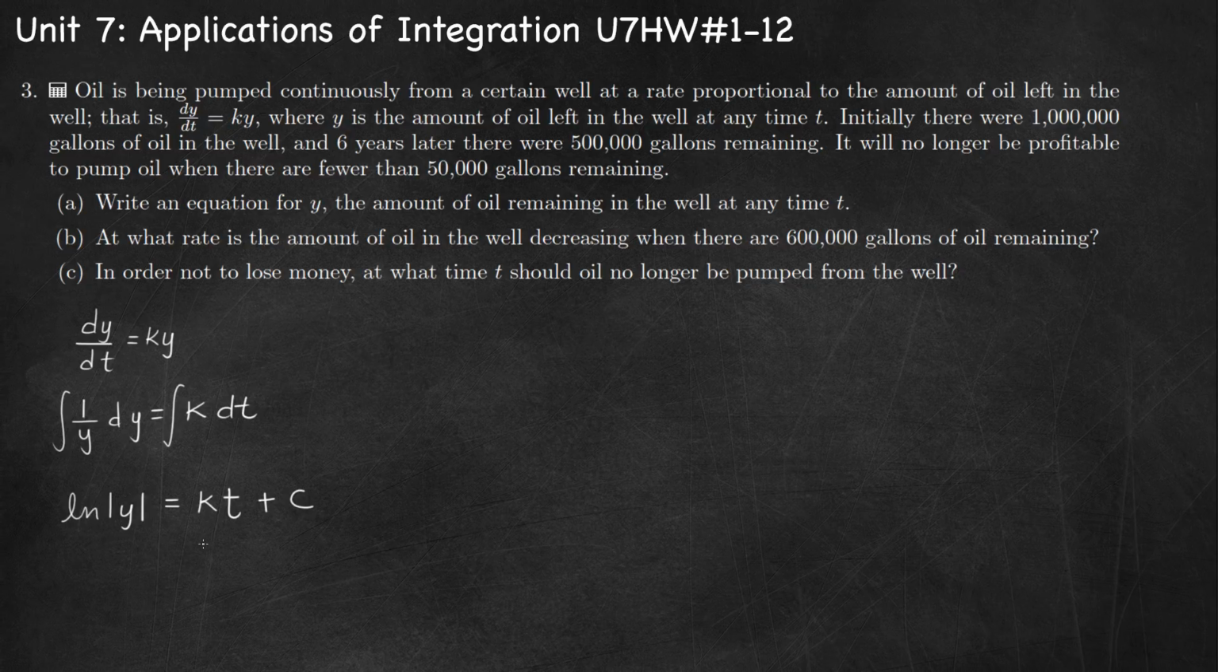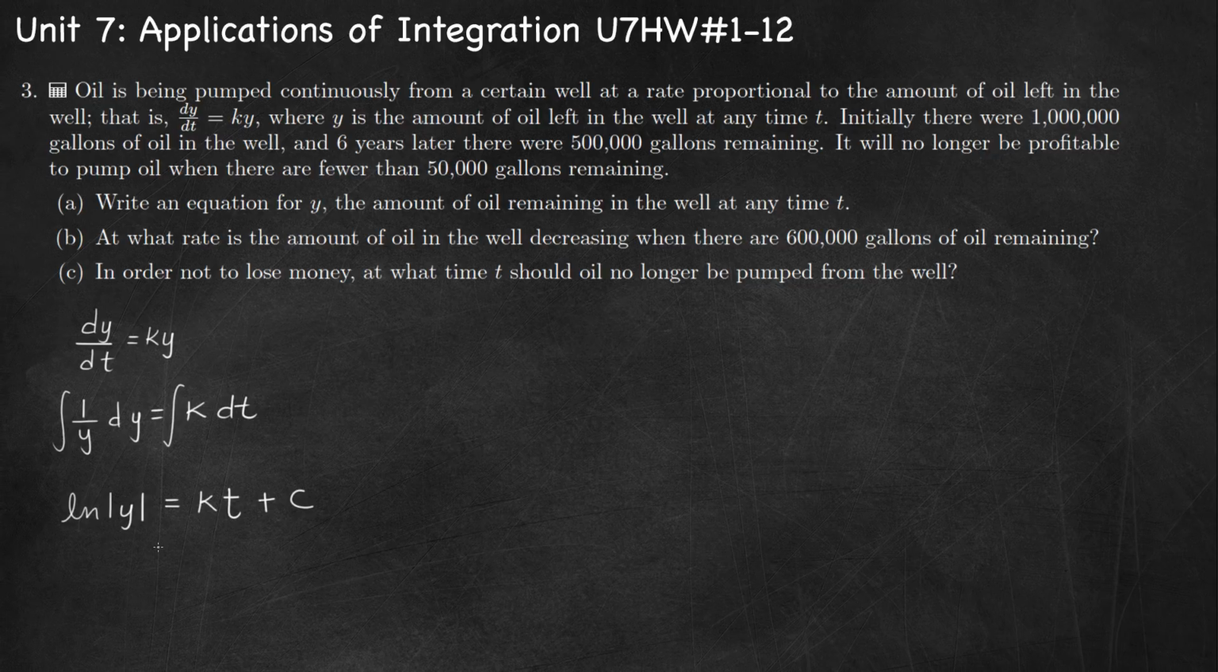And if you look at the instructions, it says write an equation for y. So now we have to solve this for y. It doesn't specifically say to find the particular solution, but we have enough information to do so. So let's go ahead and solve for c. We can do that now, or we can wait. I think I'm going to wait and solve for y first, and then I'll go ahead and solve for c.